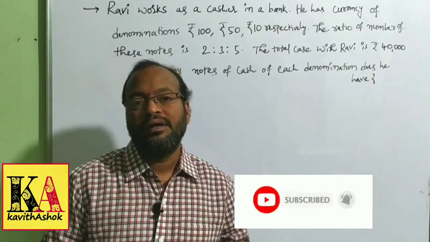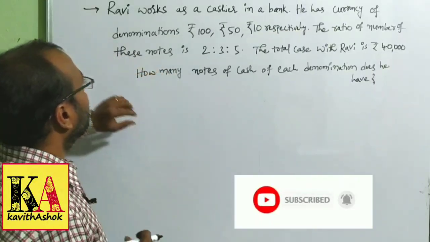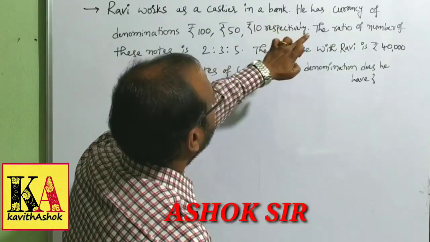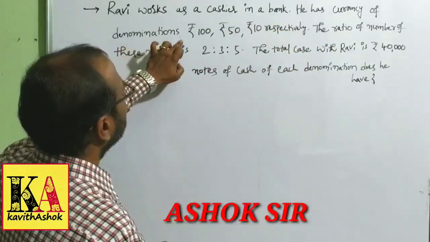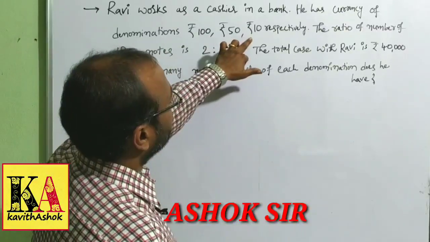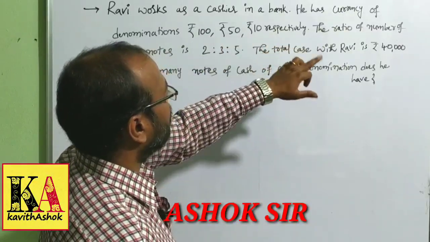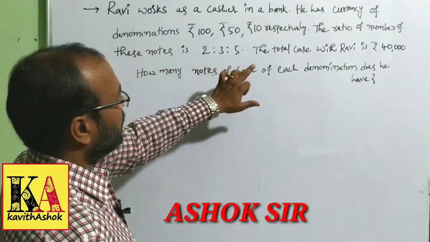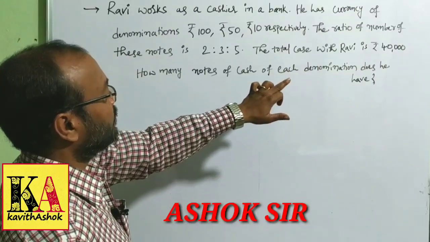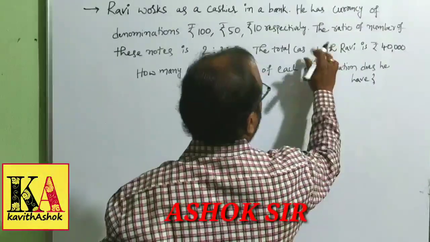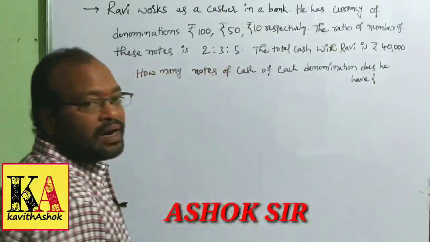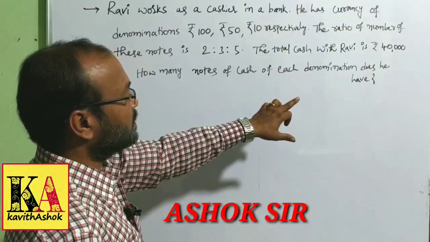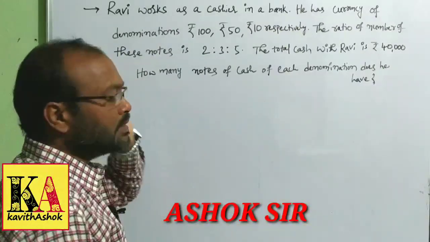Yes, we are continuing our 8th class topic. Look at here now. Ravi works as a cashier in a bank. He has currency of denominations rupees 100, rupees 50, rupees 10 respectively. The ratio of number of these notes is 2:3:5. Total cash with Ravi is rupees 40,000. How many notes of each denomination does he have? So this is our question.